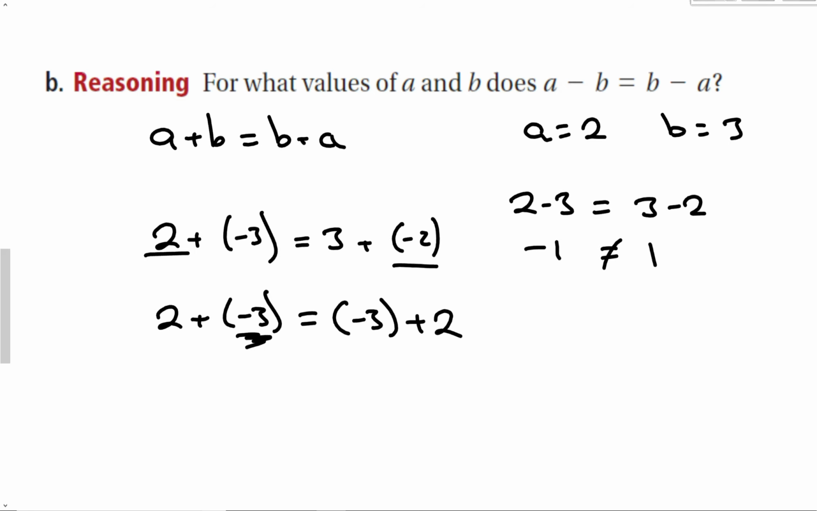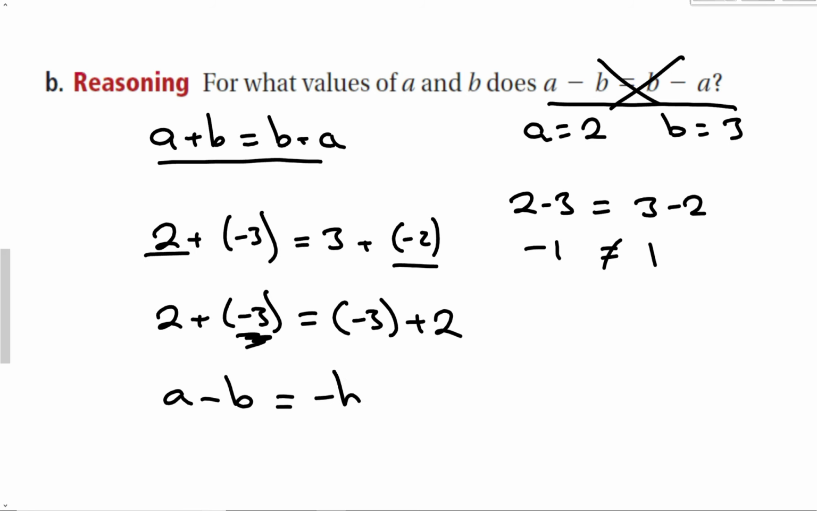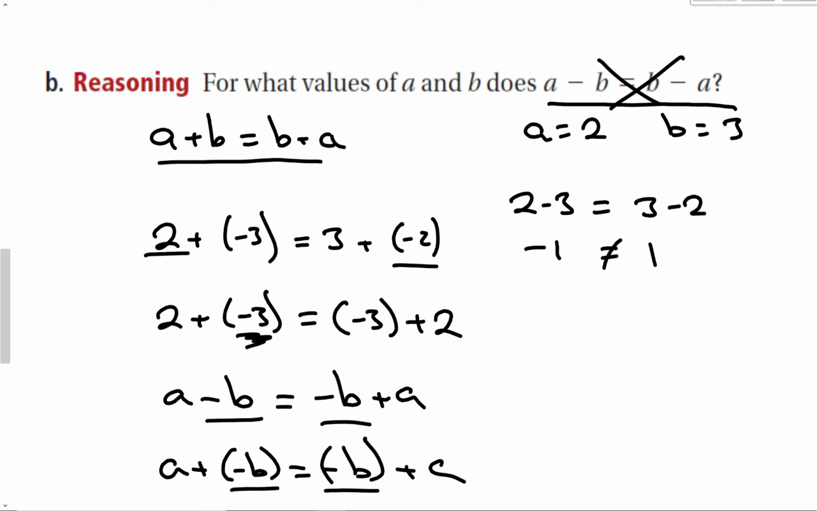Which means if I go back to my equations right here, this one is not going to be true, but we can see that a minus b is going to be equal to negative b plus a, as long as I keep the sign in front of b the same. Another way to look at it would be a plus a negative b is going to be equal to negative b plus a. As long as this term is always the same, then my property of real numbers will work.